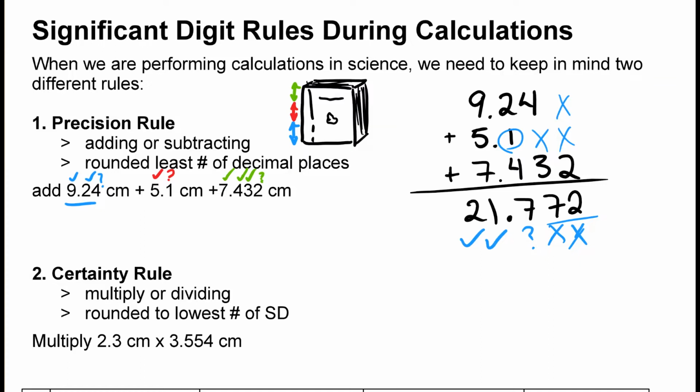We have no idea. We don't even know what these digits were or what they were close to, right? And so what we're doing here is, when we're adding or subtracting, we're trying to round to the least number of decimal places across all of our digits, because that represents the least amount of precision. So the 21.7 should actually be rounded up to 21.8 because the next digit over is a 5 or higher. So the actual value of this is 21.8 centimeters.